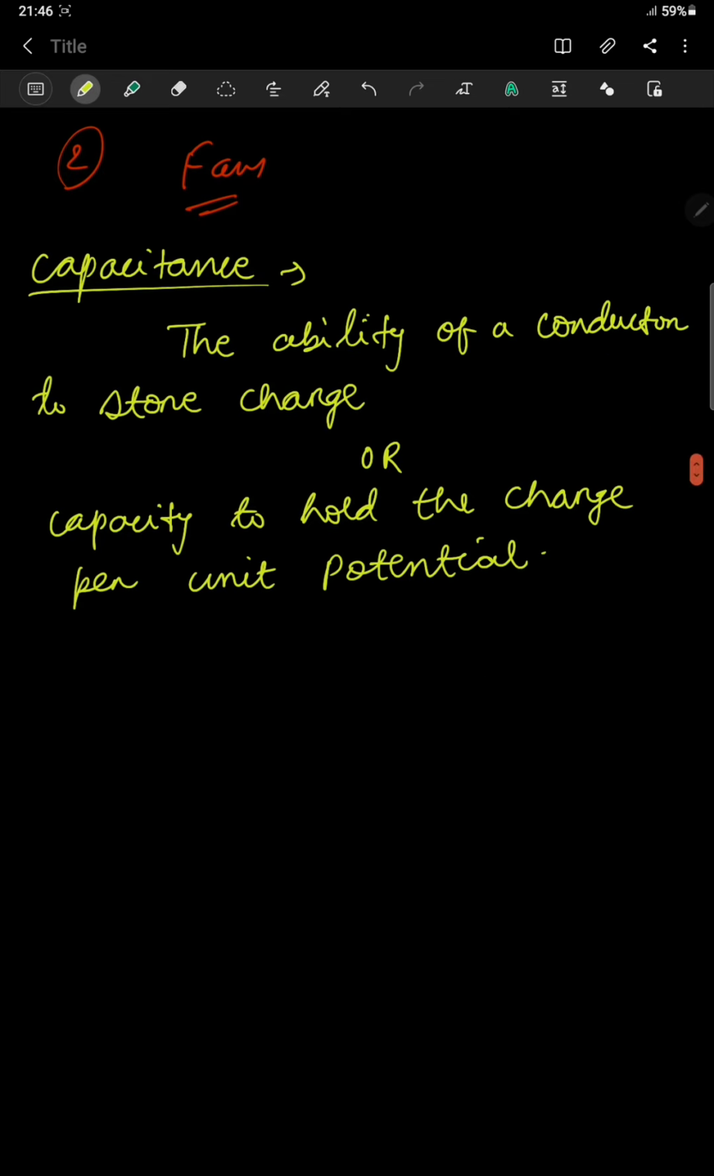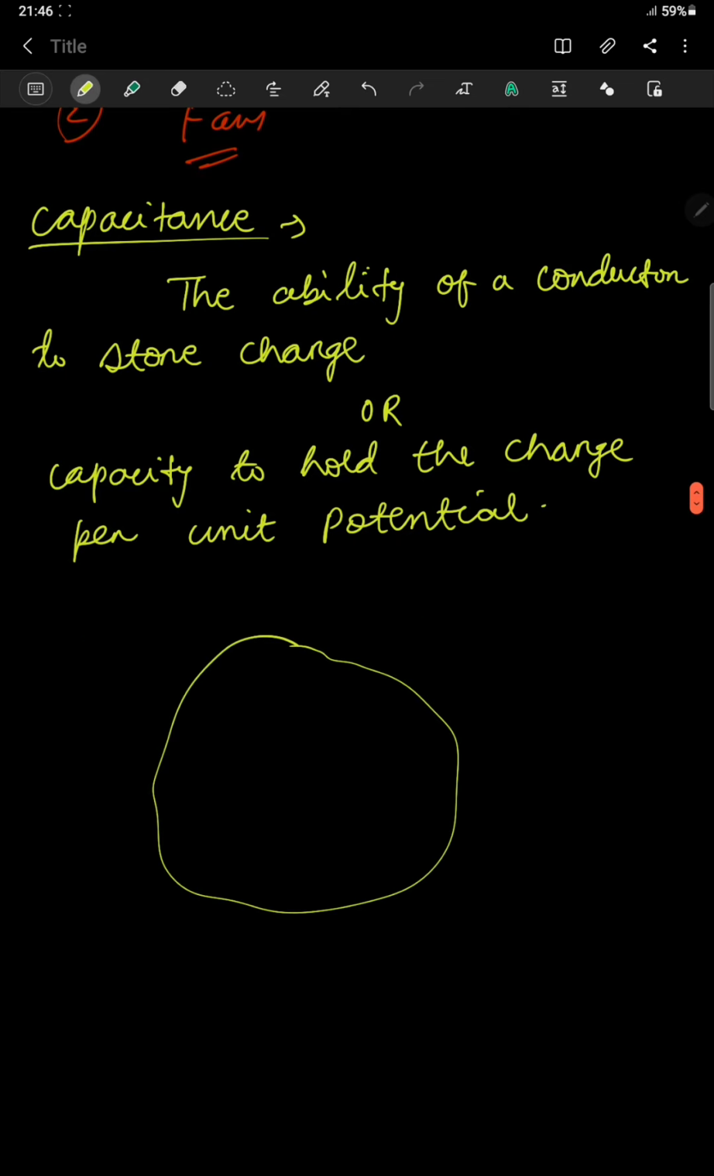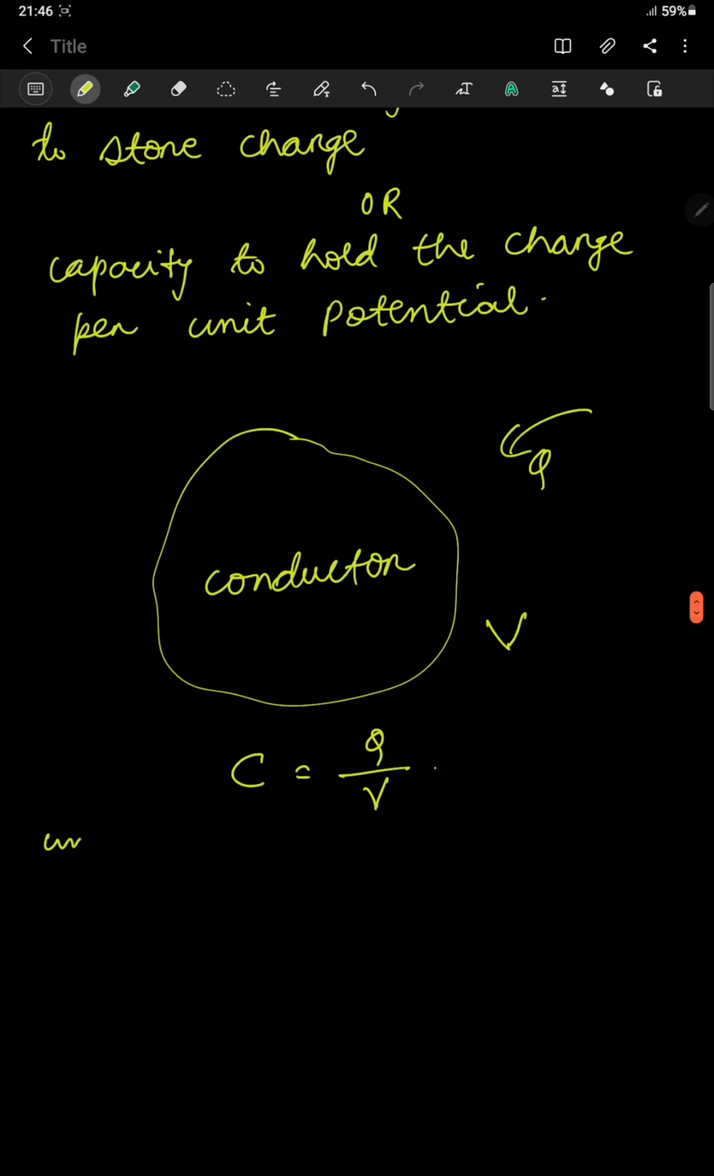Okay, so let us try to understand. I have a conductor here, and to this conductor I give a charge Q, for which a potential V is being developed. So the capacitance is denoted by C. C is the capacitance of the capacitor. C is equal to Q by V. Okay. Then what will be the unit of the capacitance? The unit will be coulomb per volt, which is called farad.